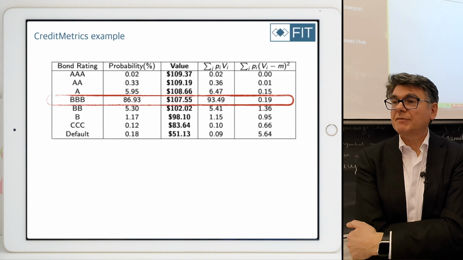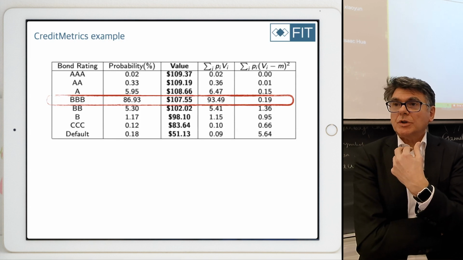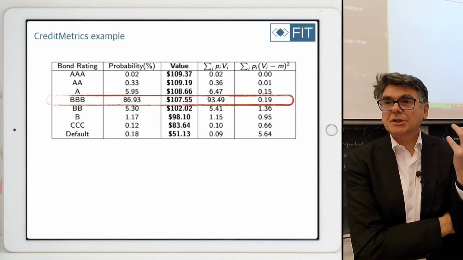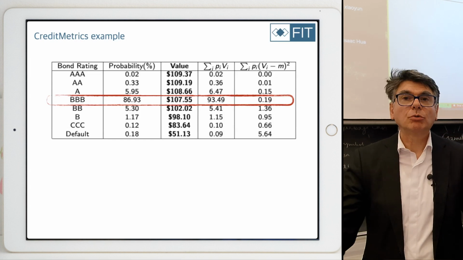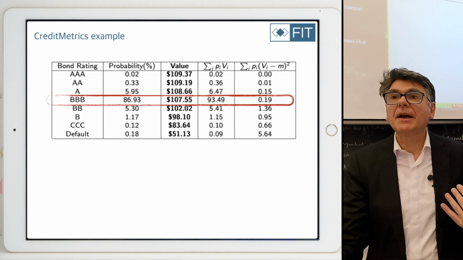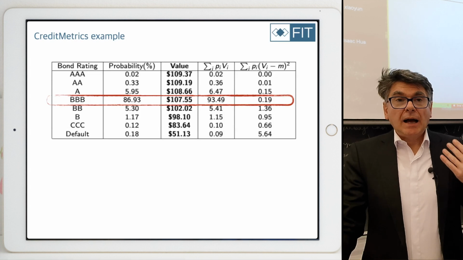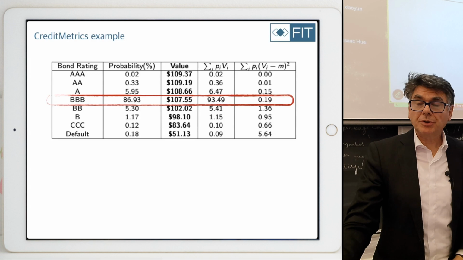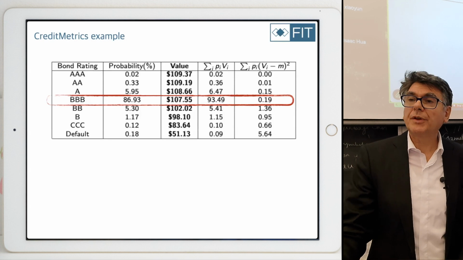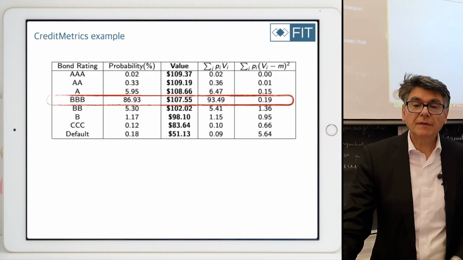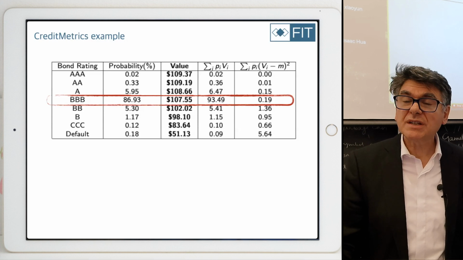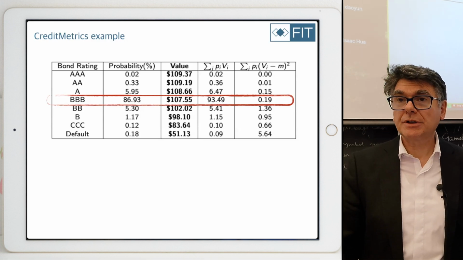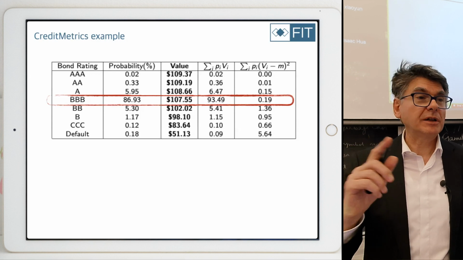Okay, it's just given. This, I remind you, is what the credit agencies sell you. This is part of the transition probability matrix that is sold to you. That's going to be my input. I also know, and this is what's new, that depending on where the bond goes, the value of the bond will be one thing or another. If it's upgraded to AAA, the value of the bond will jump from 107.55, which is where it is now, to 109.37. It'll get better. That'll be a credit gain.